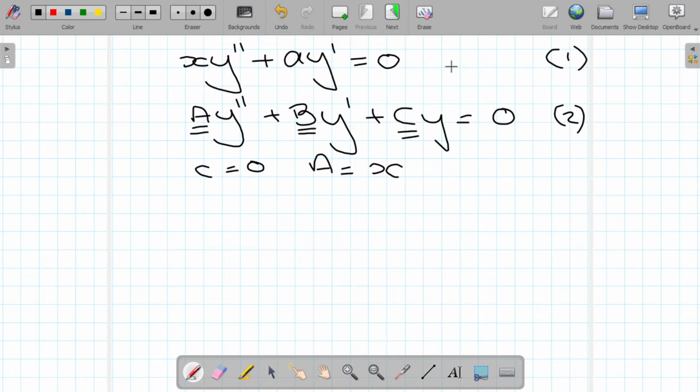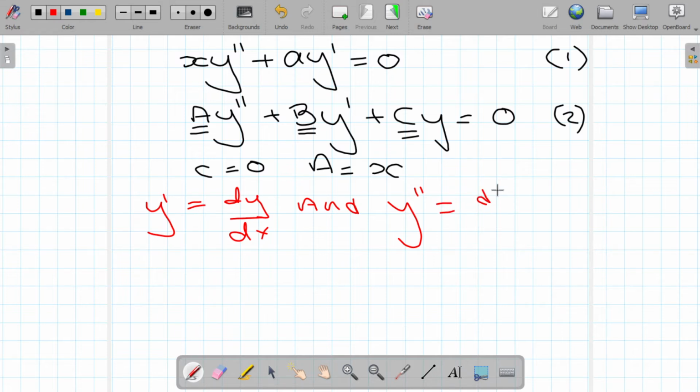So we'll start off by defining what y double prime and y prime are. And I'm going to write that in red ink, as it were. Now, y prime, as you probably, hopefully will guess, is equal to dy by dx. And y double prime is equal to d squared y by dx squared.